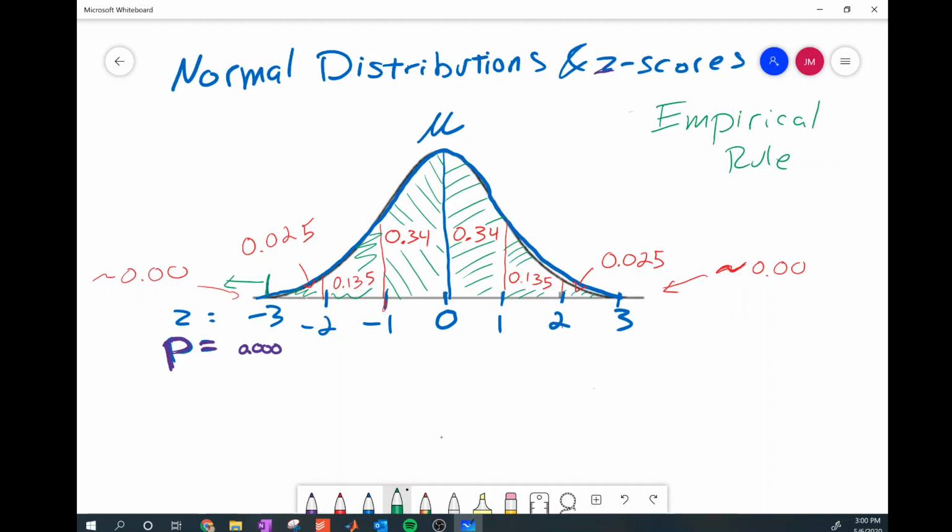So now the probability for having, or the percentile for a z-score of -2 is we go here and we just grab everything to the left. So that's going to be 0.000 plus 0.025, which is just 0.025. So to find the percentile for z-score of -1, we would do 0.135 plus 0.025 plus 0.00. And that's going to give us 0.16.